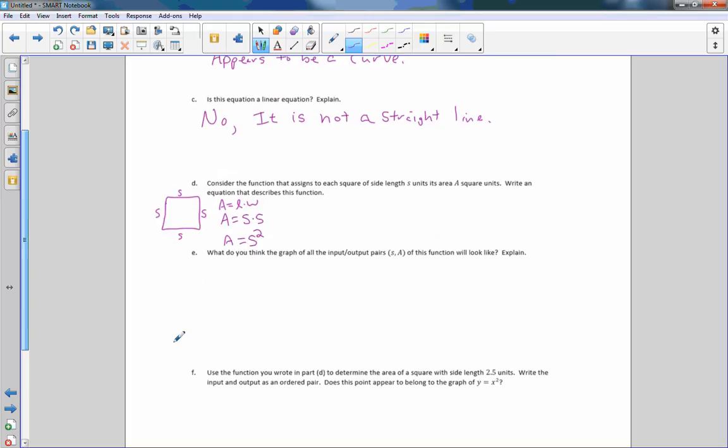E. What do you think the graph of all input-output pairs S, comma A of the function would look like? Explain. So if I graphed the input-output pairs of S comma A, in other words, the length of the sides comma the area, what would the function look like? I think it would look the same as y equals x squared, which is what we graphed on the last page. Because A would be our area, and our x would be the length of our sides. So we're squaring the sides to get the area of the square.